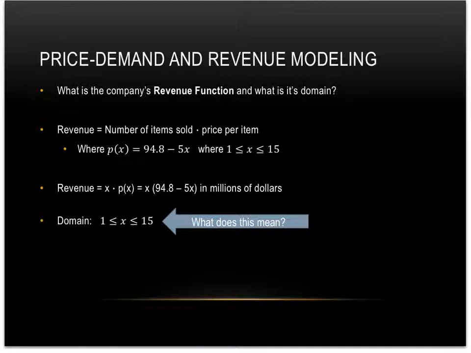All right, so what's the company's revenue and what's its domain? Revenue, we just said, is X times P. Okay, with number of items sold, X times P, price per item, and we were just given this price function, so that would be my revenue. My domain, this 1 through 15, says that we know we can't make 1 million cameras, that we have a number here that maybe the number of employees we have, this is all they can make for the day.